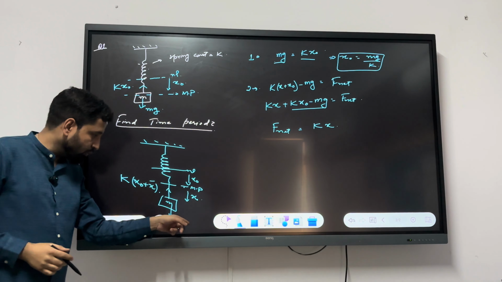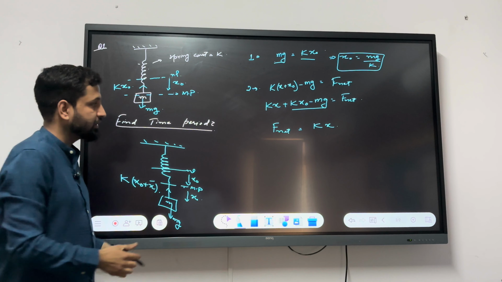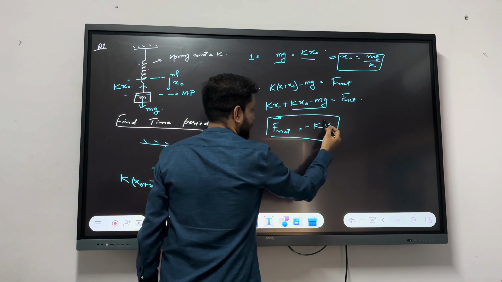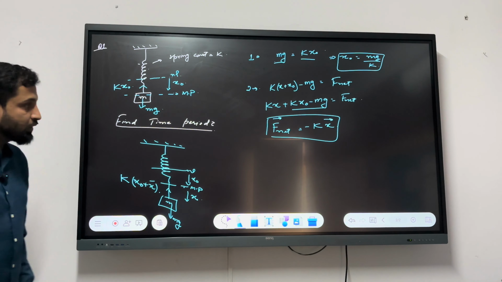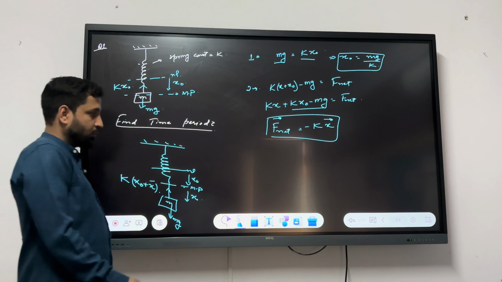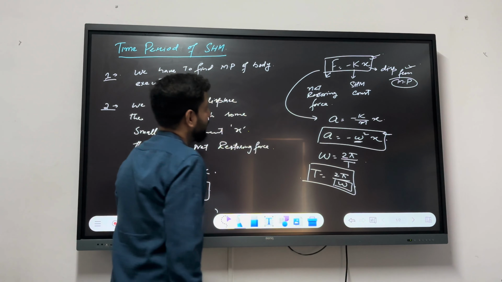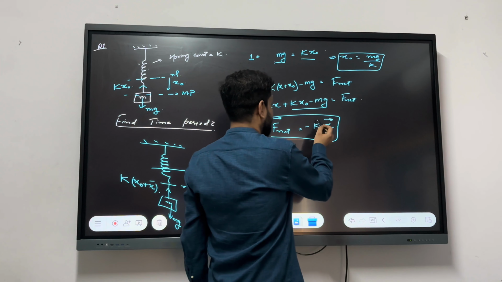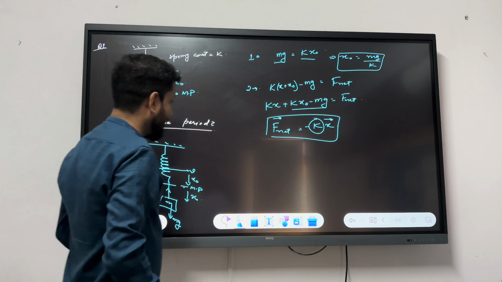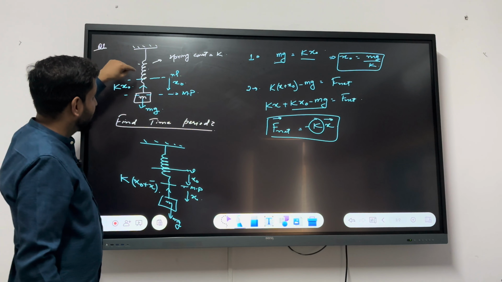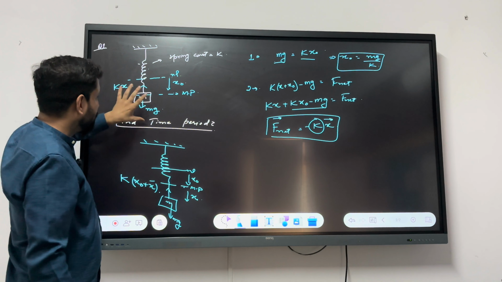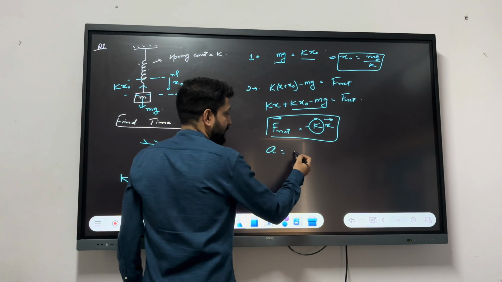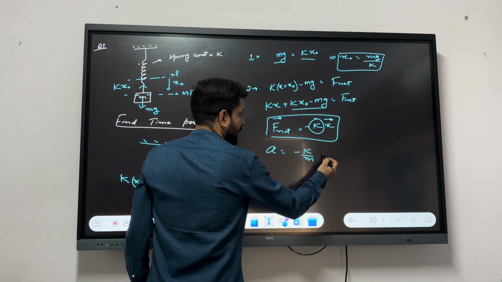Since x is in the downward direction and F net is in the upward direction, as a vector we put a minus sign. So F net is equal to minus kx. Now equating this with the equation of SHM, F is equal to minus kx. So what is in place of k? It's again this k. So in this case the spring constant k is equal to the SHM constant k. So simply we can write acceleration as minus k by m into x.